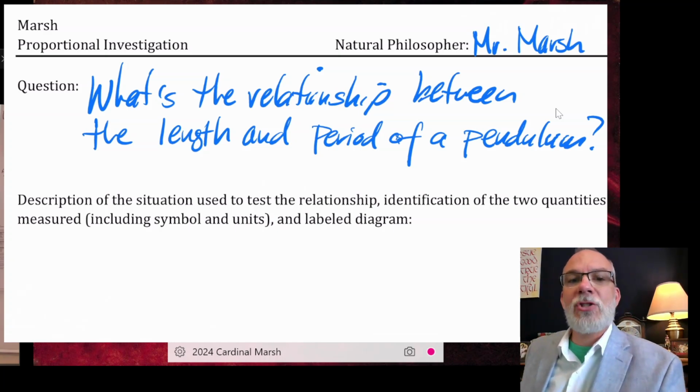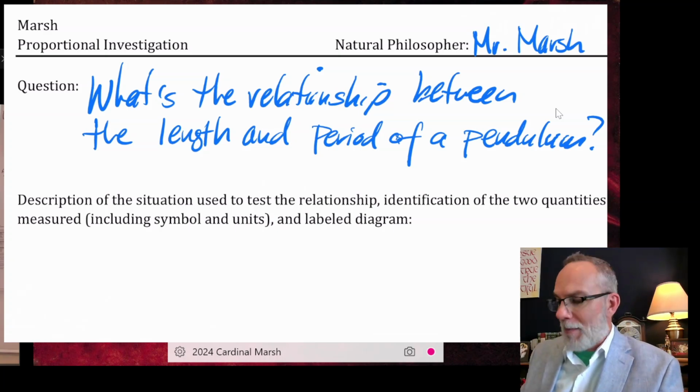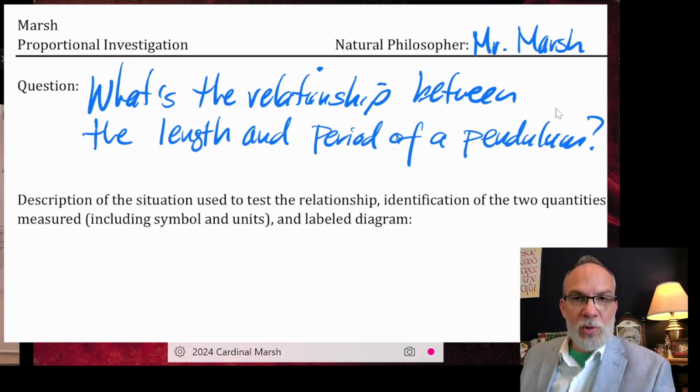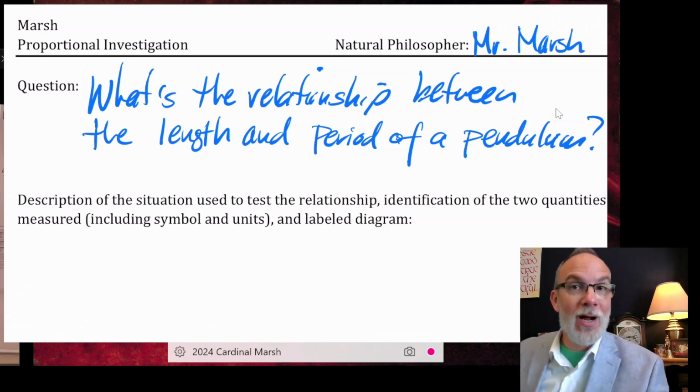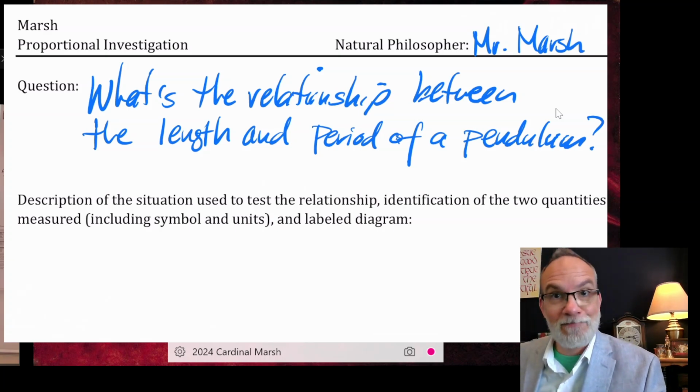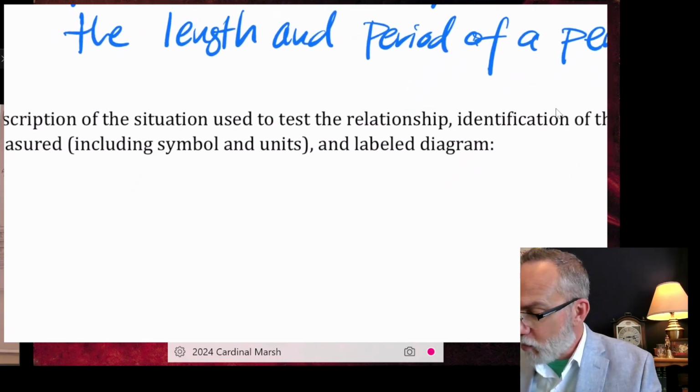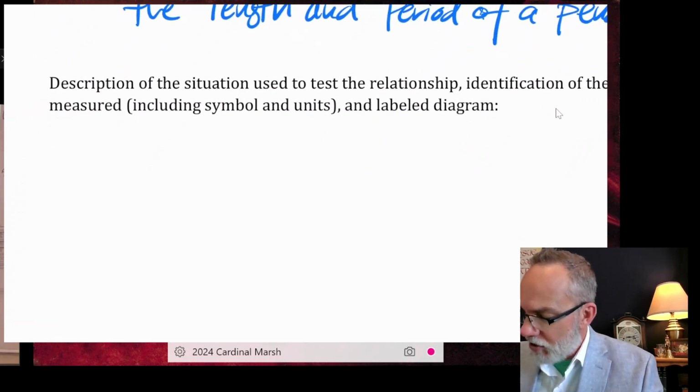So what's the relationship between the length and the period of a pendulum? Oh, what punctuation symbol do you put at the end of a sentence? A period. Why is that? Because it marks the end of one complete thought and the beginning of another complete thought. Okay, so now the description of the situation, used to test the relationship and so forth.